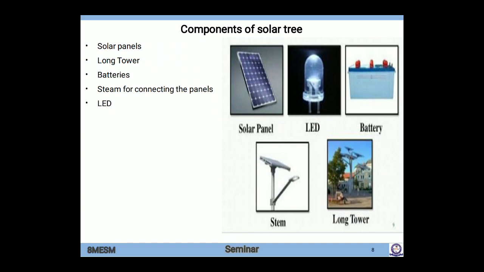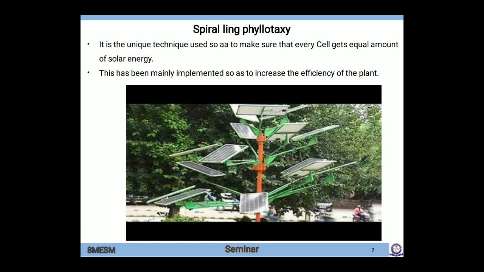Some basic components which are required for the solar tree. When we produce a solar tree, we require these components: for example, solar panels, which absorb the sunlight so it can be preserved; a long tower; batteries, which store electricity to charge the other components; stems for connecting the panels; and LED lights to consume electricity.